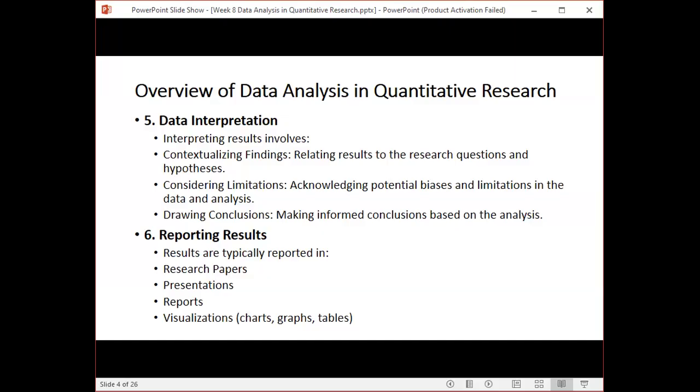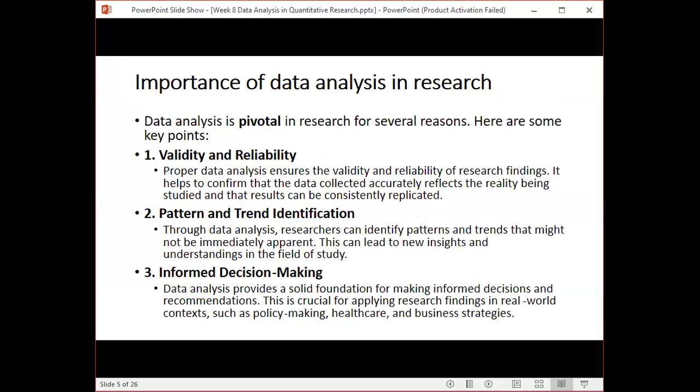And then how do you report the results? Research papers, presentations, and you can do that through charts, graphs, tables, and so on and so forth. So the overview of research in terms of quantitative analysis, we'll have to go through these stages that I have spoken to you about, right? Data gathering, cleaning or preparing the data, your analysis itself, interpretation, conclusions, and so on.